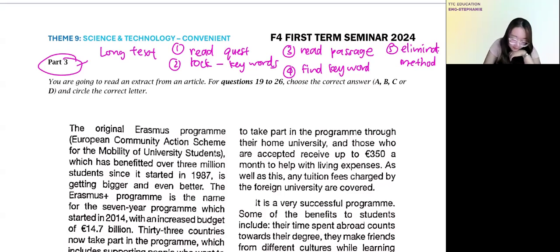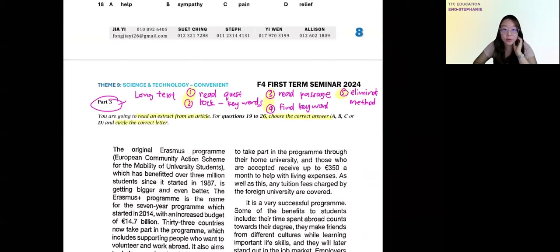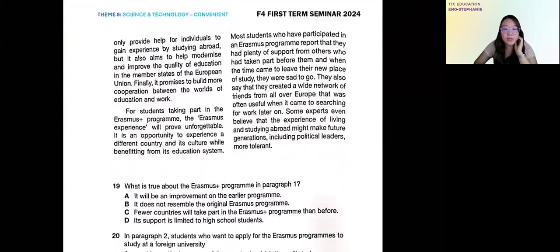So this is to read the extract or article and choose the correct answer. Circle the correct letter, if possible with this sequence. If you use a highlighter to mark down, that is good also, because the text is too lengthy.